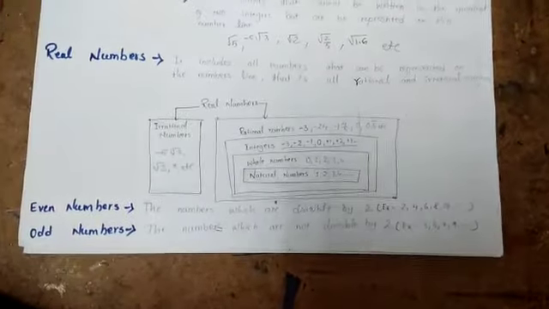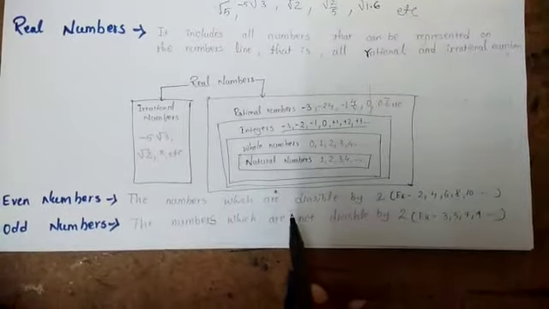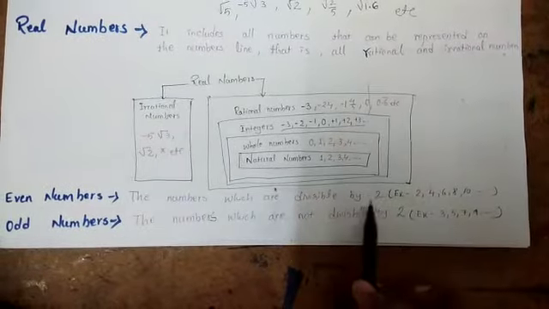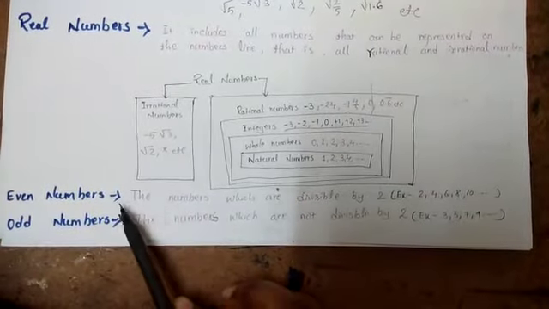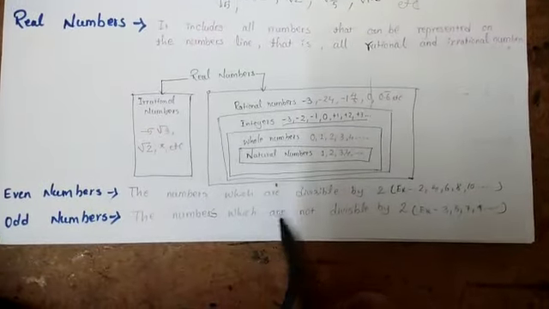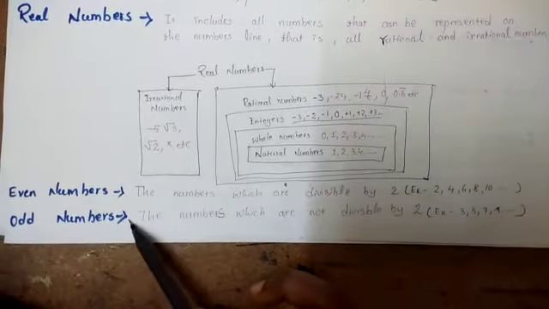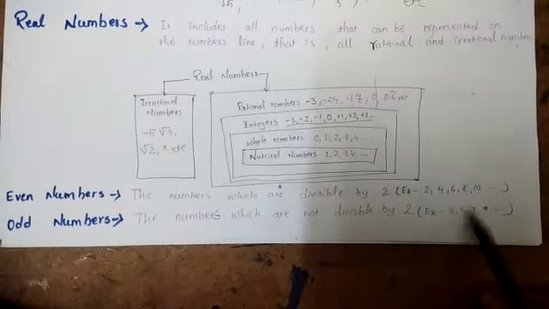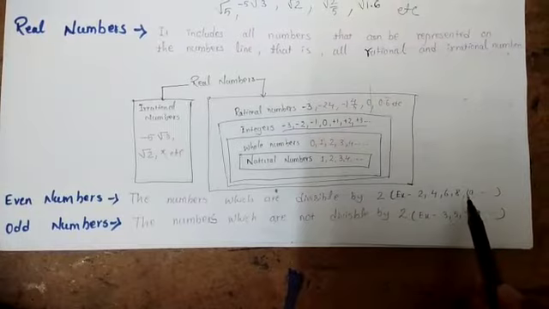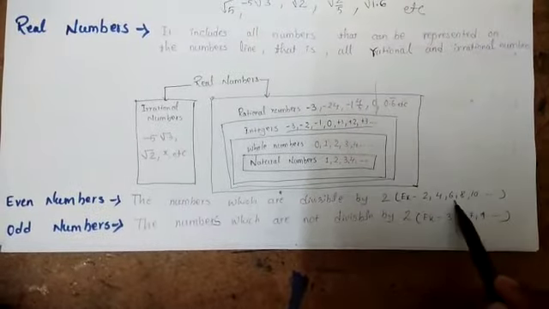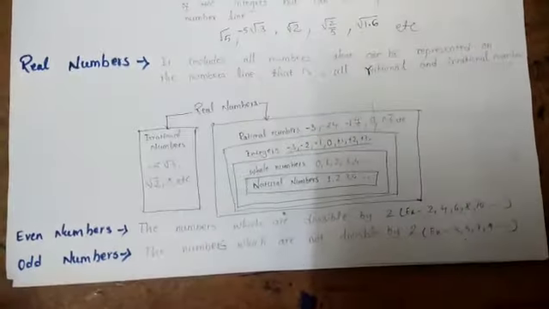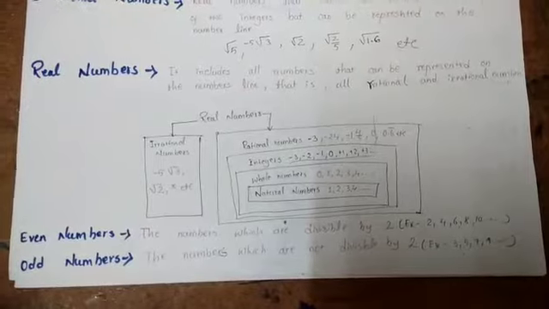Even numbers, the numbers which are exactly divisible by 2, they are known as your even number. The numbers which are not exactly divisible by 2, they are known as your odd number. The examples I have cited over here. From 1 to 100, there are 50 even numbers, 50 odd numbers are there.